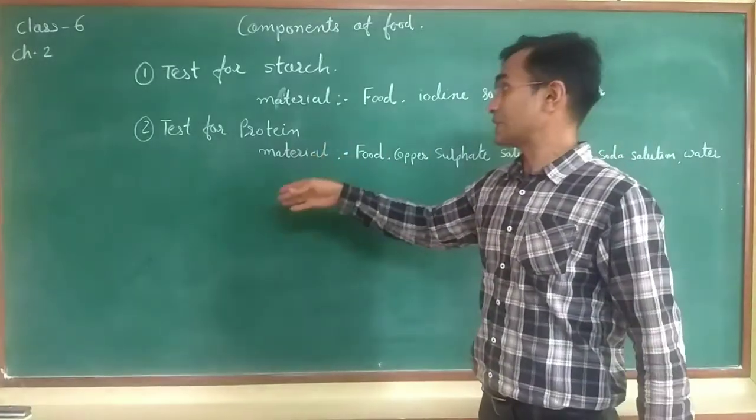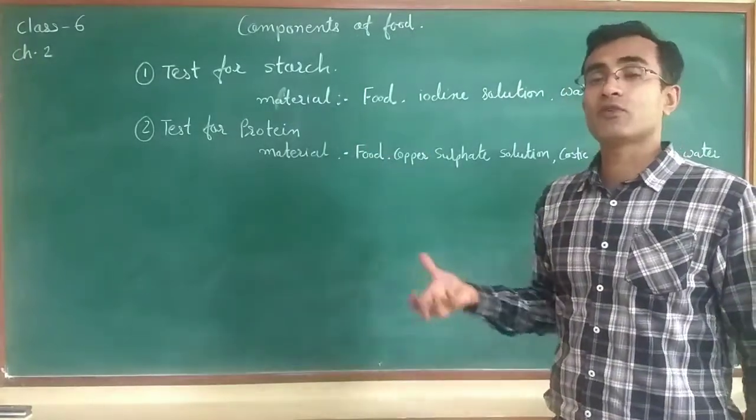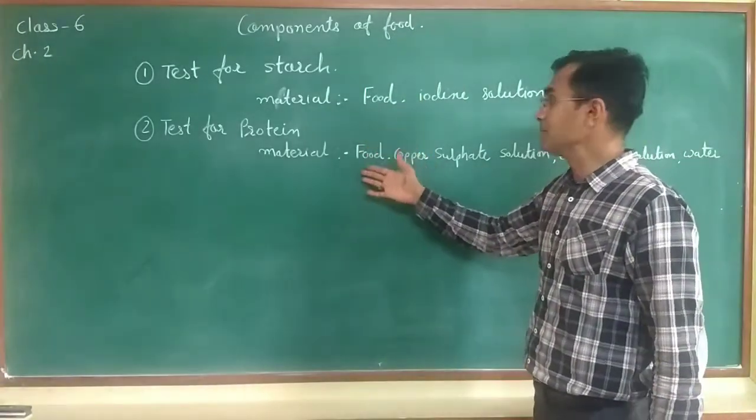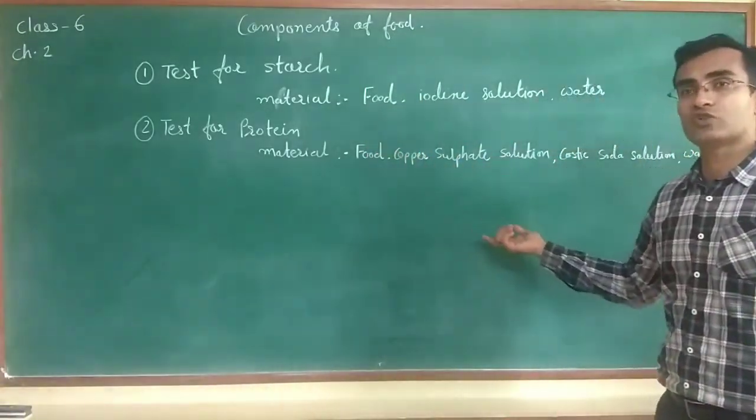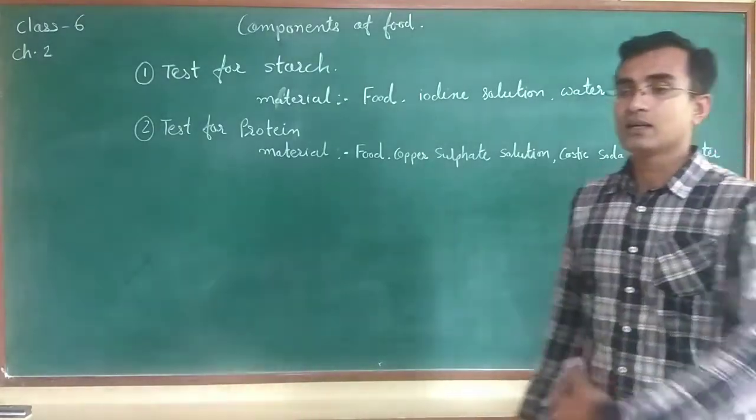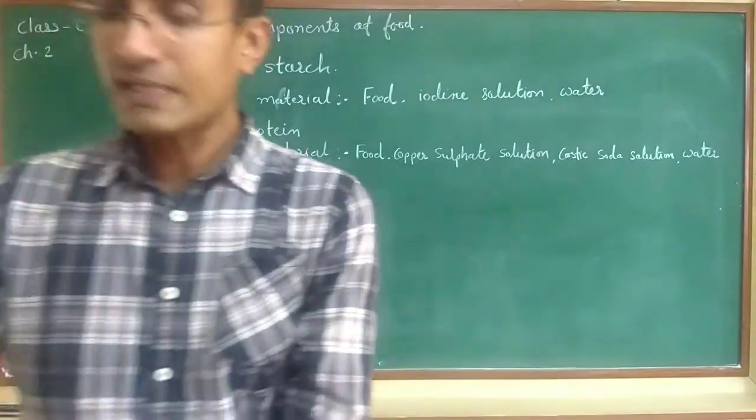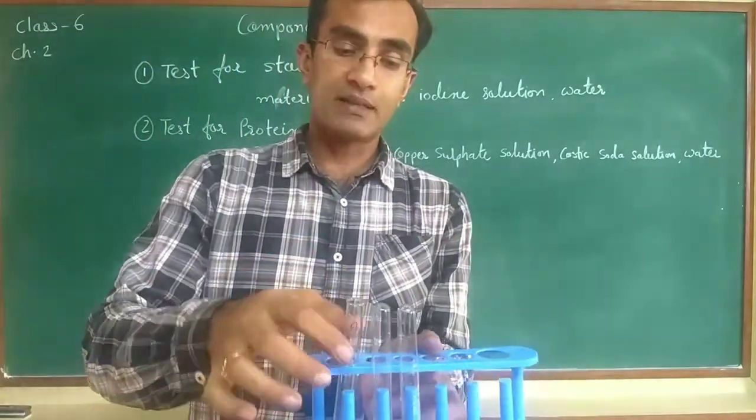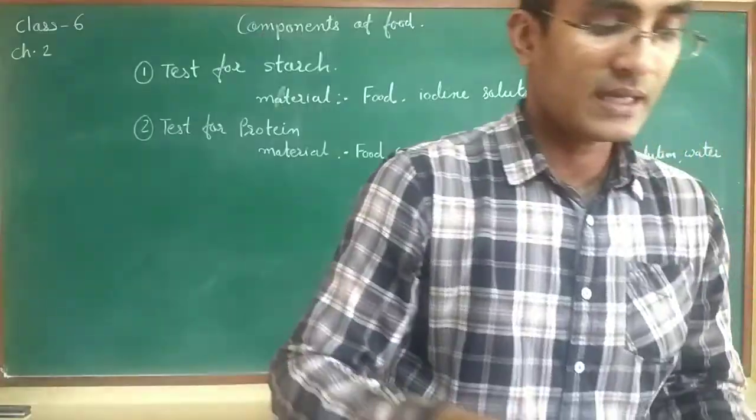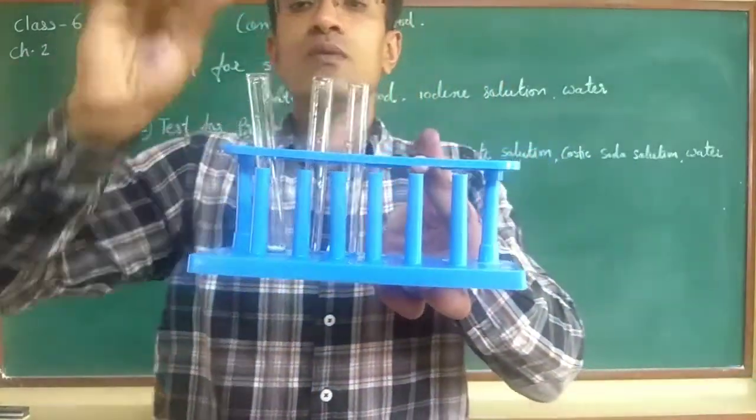To perform the protein test, we need the food material for which we want to do the analysis for protein, then the copper sulfate solution, caustic soda solution and water. Now to start the testing, we have to take different samples into different test tubes. Take some rice flour into the first test tube.